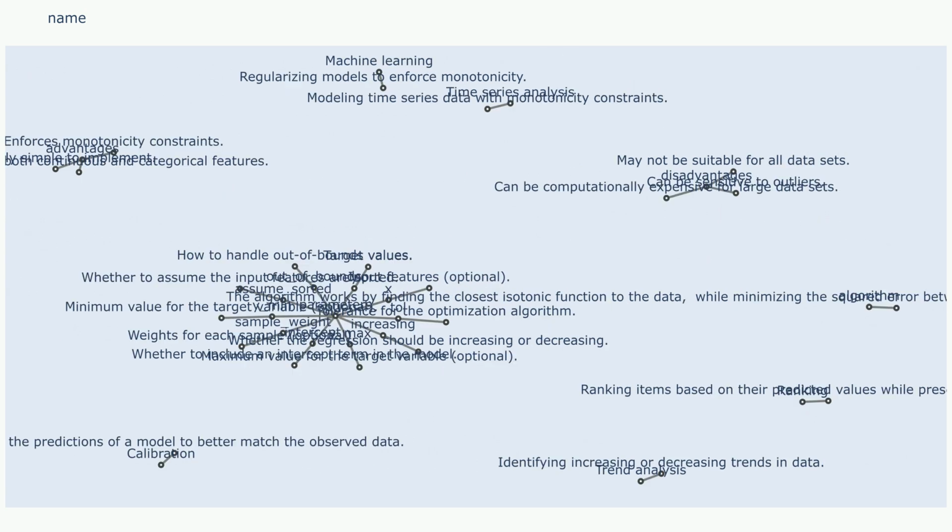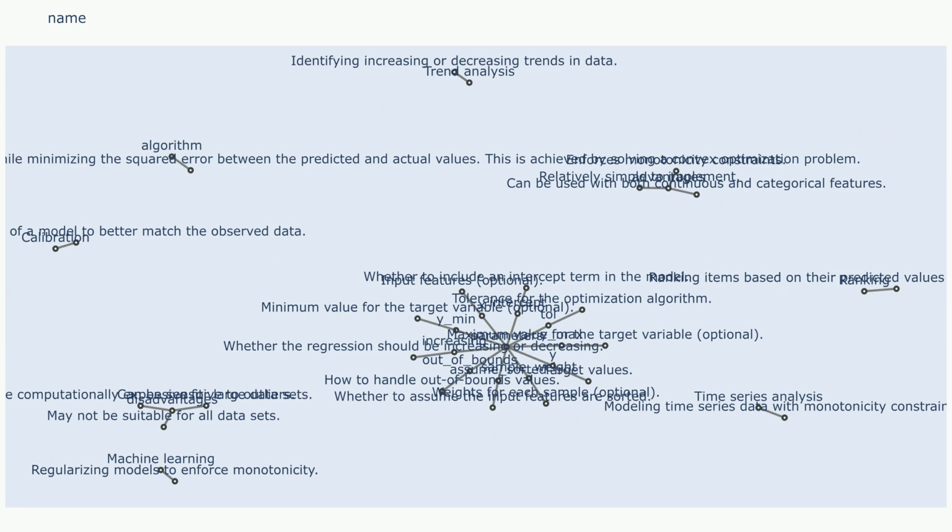2. predict(X). Purpose. This method uses the trained model to predict target values for new input features. Input. X: a 1D array or list of input features for which predictions are to be made. Output: returns a 1D array containing the predicted target values. These values are guaranteed to be monotonic with respect to the input features.